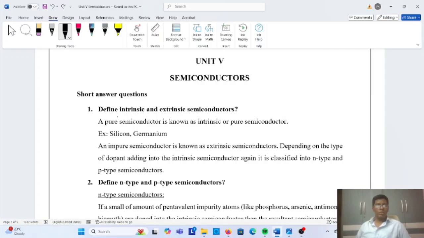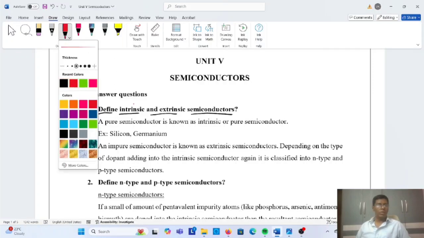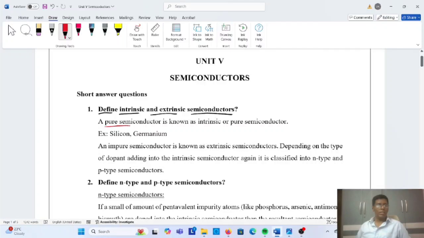Now, the very first question in semiconductors is the definition of intrinsic and extrinsic semiconductor. A pure semiconductor crystal is known as an intrinsic or pure semiconductor. Pure silicon and pure germanium are examples of intrinsic semiconductors.